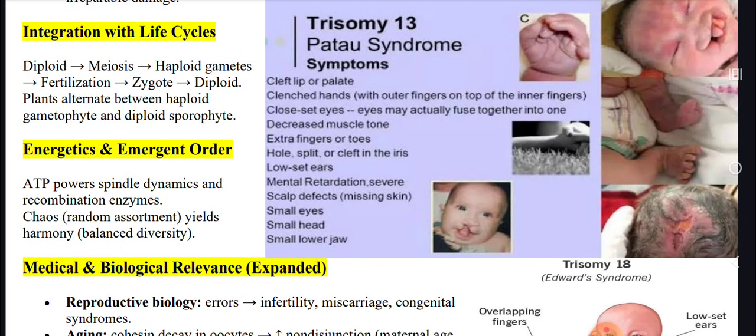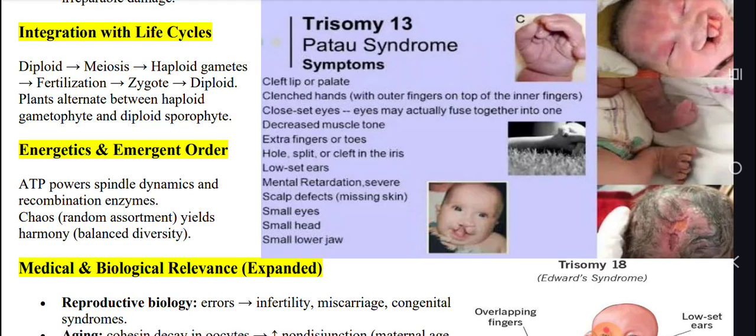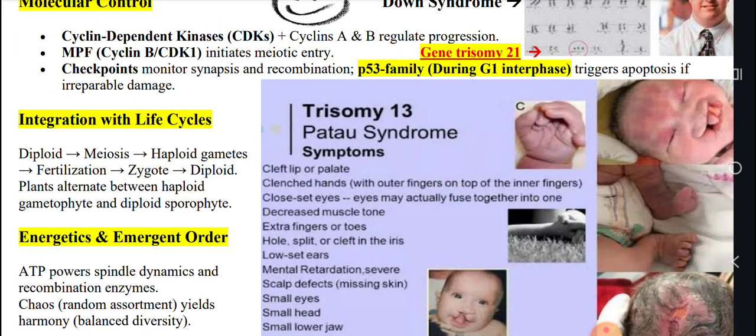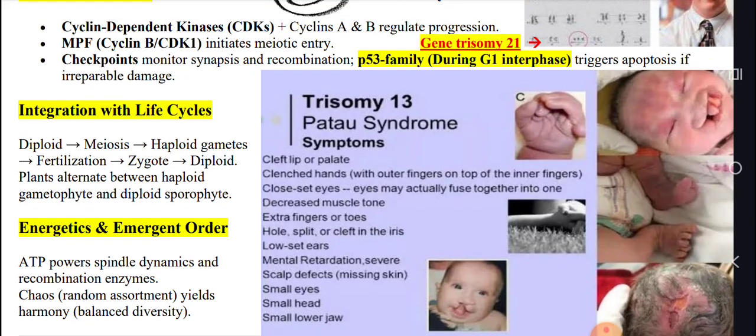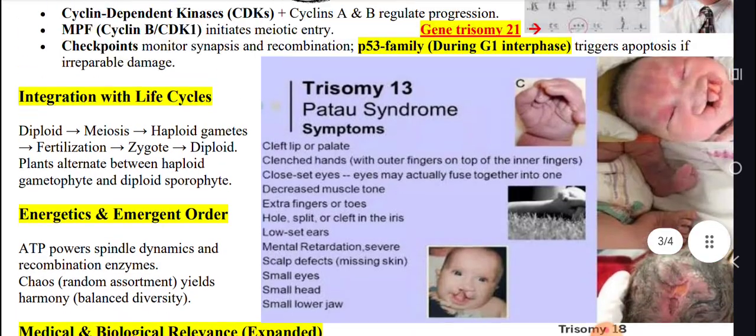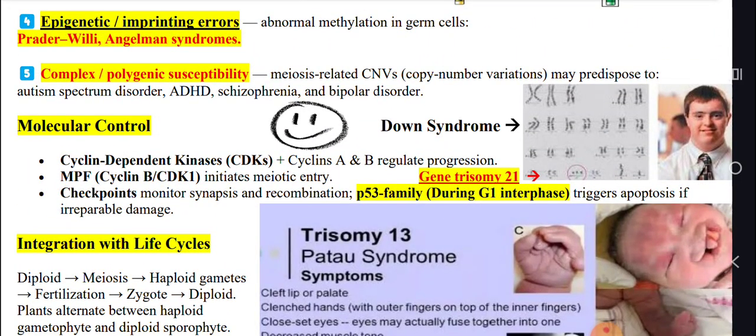And these non-disjunction events directly lead to what are called aneuploidy syndromes, right? Where the fertilized egg ends up with the wrong number of chromosomes. Exactly. The most common result is a trisomy, where there's an entire extra chromosome, or sometimes a monosomy, where one is missing. Trisomies are probably the most well-known. They are. And the classic example is Down syndrome, which is trisomy 21, caused by having 3 copies of chromosome 21 instead of the usual 2.